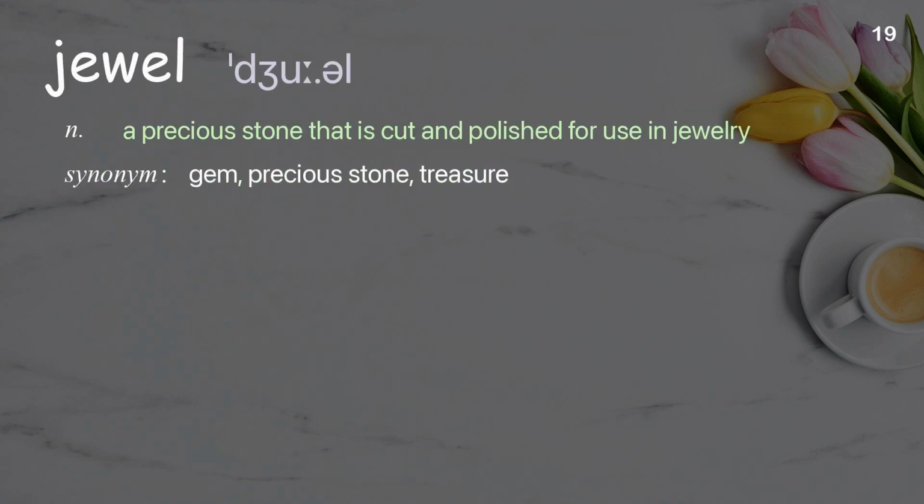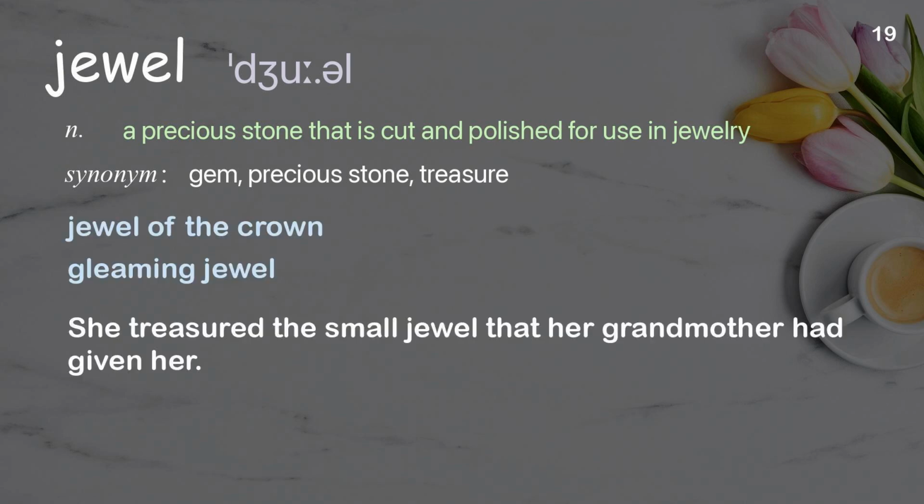Jewel. A precious stone that is cut and polished for use in jewelry. Examples: Jewel of the crown. Gleaming jewel. She treasured the small jewel that her grandmother had given her.